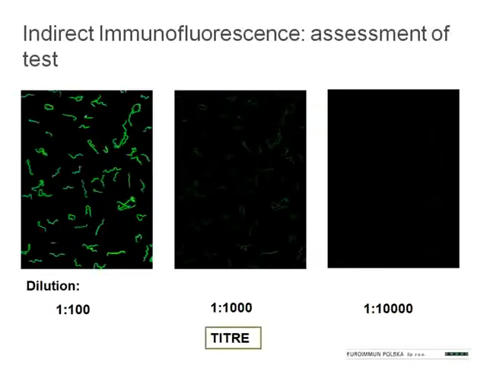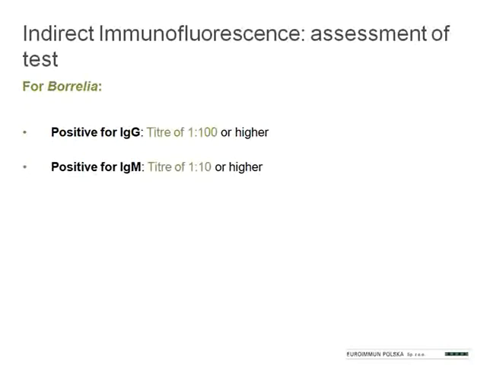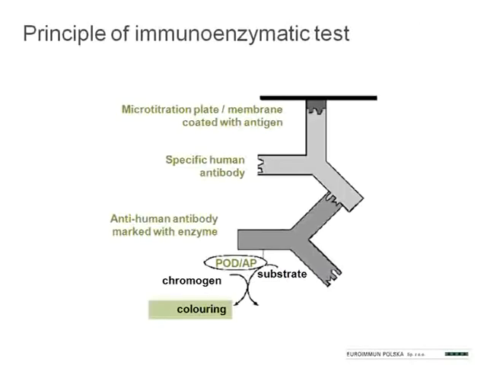So you can see an example here. The picture is not too good, but you have to believe me that the titer of antibodies here is 1 to 1000, because this is the last dilution where we still observe a positive signal. We have to remember that we use different starting dilutions for IgM and IgG. For IgM we start with 1 to 10, and for IgG we start from 1 to 100.